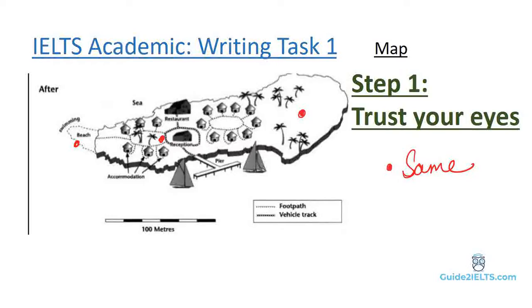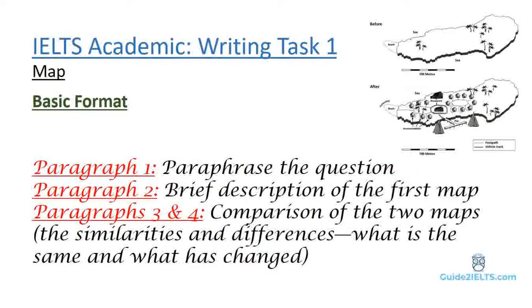The basic format that we follow for writing a report of maps is Paragraph 1, paraphrase the question. Paragraph 2, briefly describe the first map. Paragraph 3, and if needed 4, compare the two maps. So in these paragraphs, we write what is the same and what has changed.